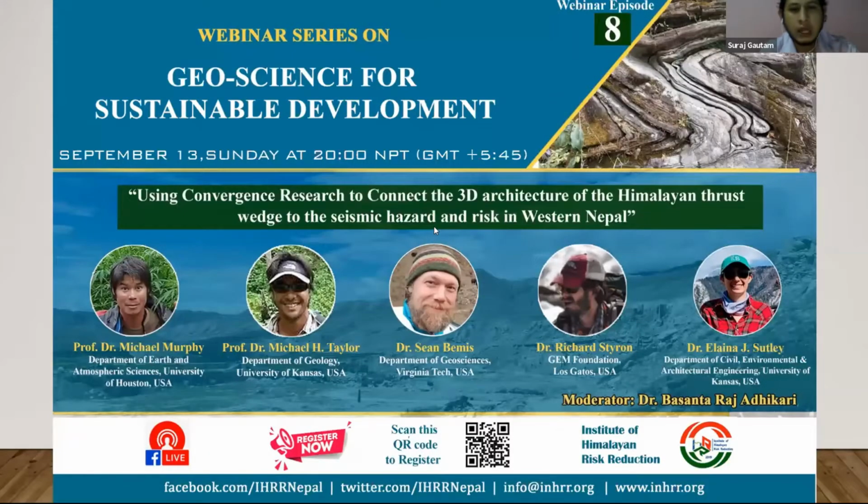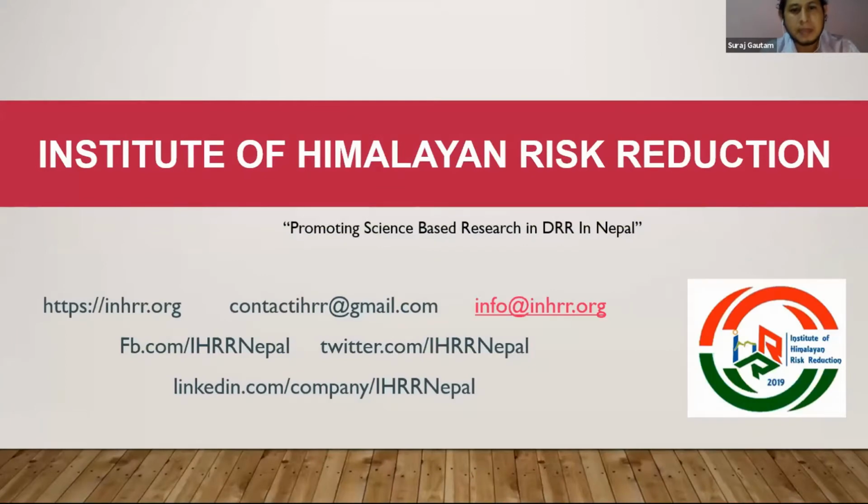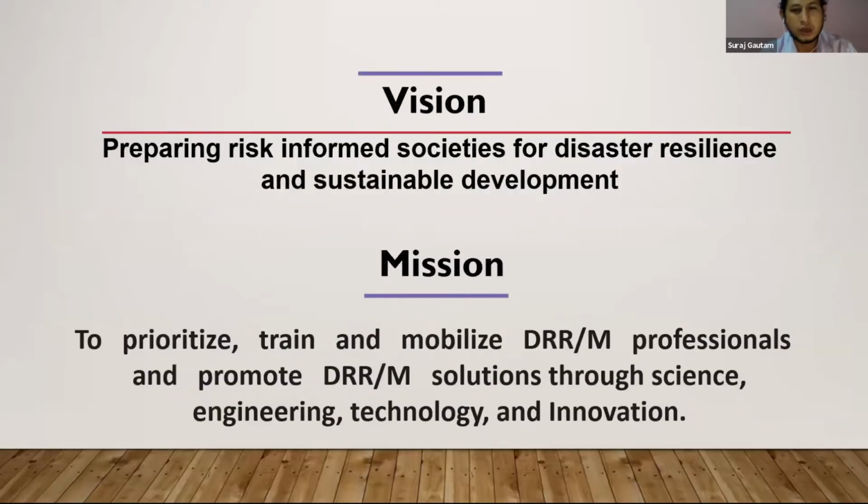Before starting our session for today, I would like to give a short introduction about the Institute of Himalayan Risk Reduction. IHRR is a research institute established with an objective to assess and understand risks to contribute to sustainability. Our team consists of professionals with expertise and experience in disaster risk reduction, in understanding risks, and in conducting academic research and field-level implementations in Nepal and across the globe. We have a vision of preparing risk-informed societies for disaster resilience and sustainable development, and we prioritize training and mobilizing DRRM professionals and promoting DRRM solutions through science, engineering, technology, and innovations.